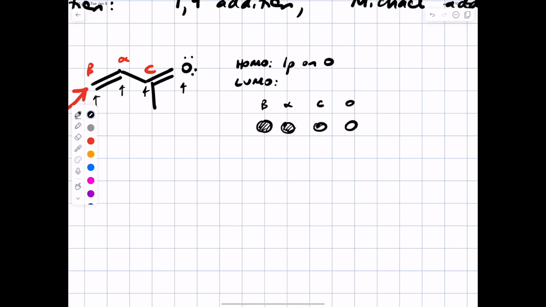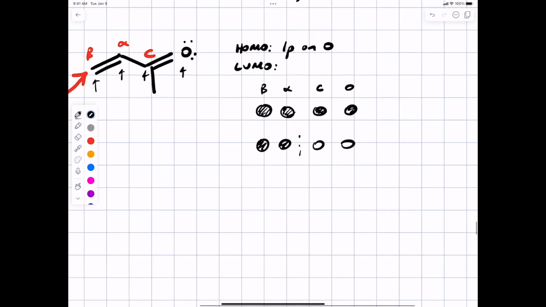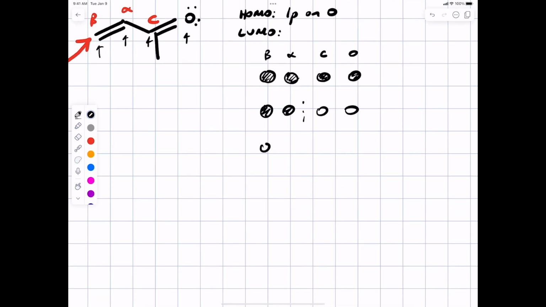I'm drawing the view looking down on this pi system with p orbitals all aligned together. One of them has them all together with the same wave function sign. Another would have a node in the middle. Does that look sort of familiar? It's kind of like the 1,3-butadiene orbitals. Nodes here. And then the highest energy option would look like this.